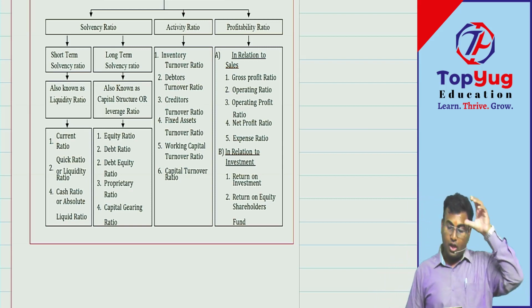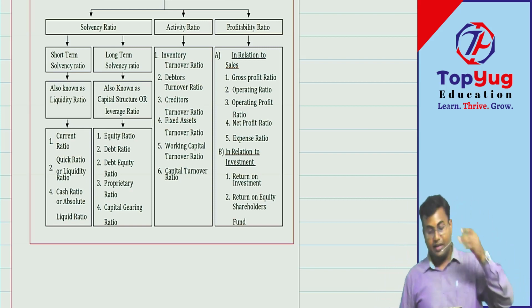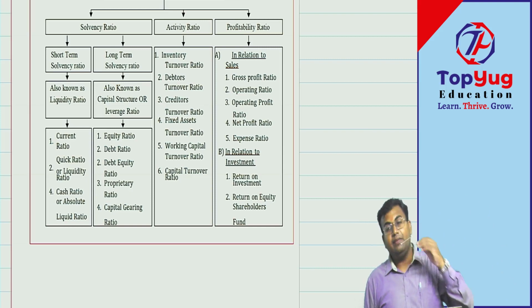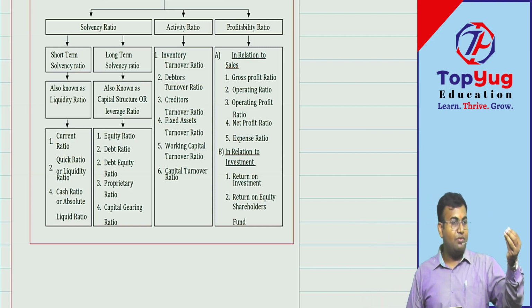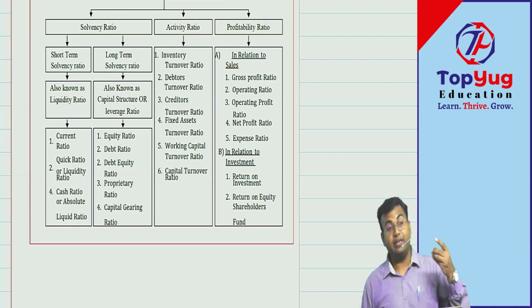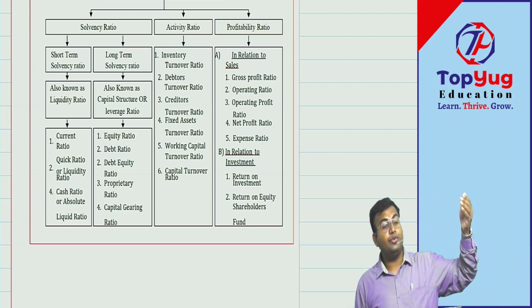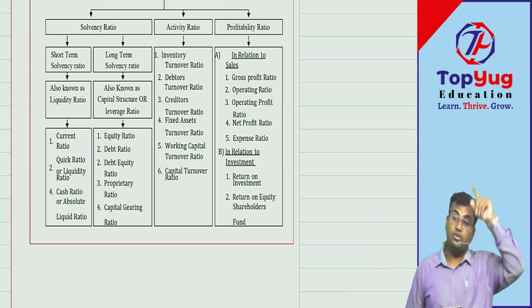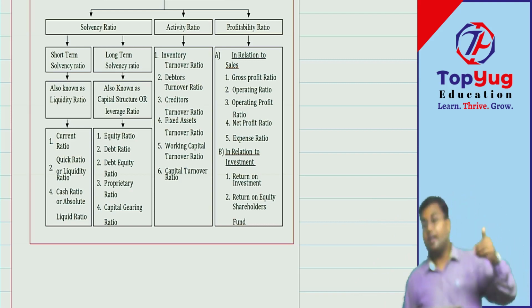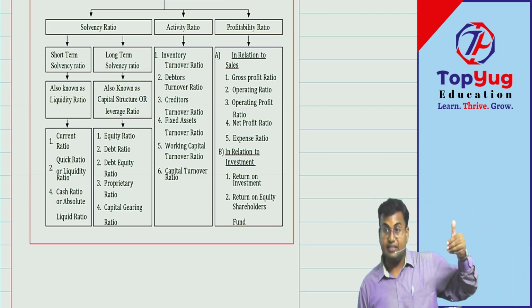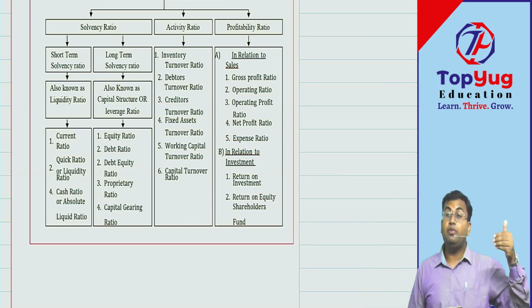Right? So we have solvency ratio, then we have activity ratio. So what is activity ratio? Understanding each item of a balance sheet against a relative term. Understand, when I talk about inventory turnover, I have to talk about turnover in terms of cost. When I talk about debtors, I have to talk about credit sales. Whenever I talk about creditors, I have to talk about purchases.